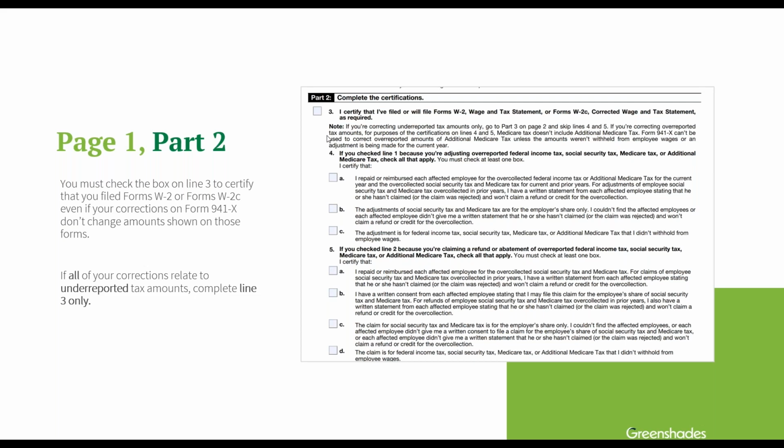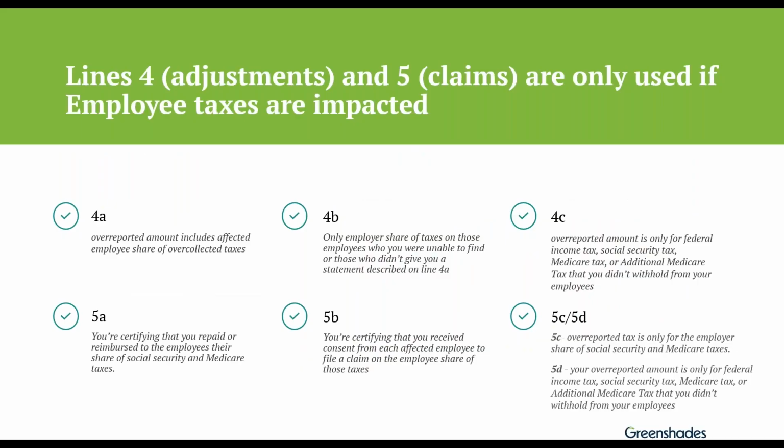These options are really detailed, so make sure that you review them closely. Make sure that you consult with your local counsel to ensure that you're selecting the right option in order to get that correction processed without penalty. Lines 4 and 5 are for adjustments and claims, and you're only going to use these if the employee taxes are impacted. If you're correcting something that isn't going to change the employee tax amounts, you do not need to fill out lines 4 and 5.